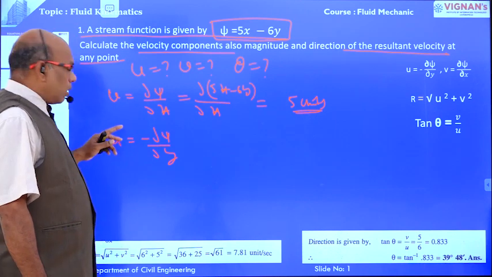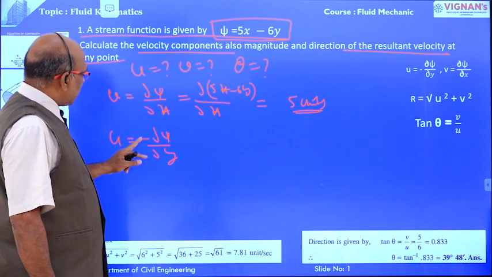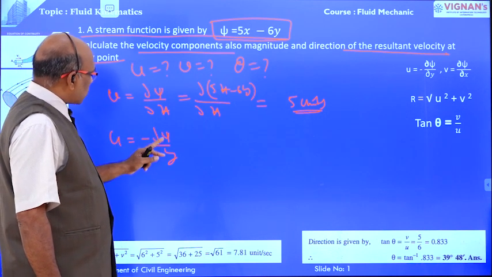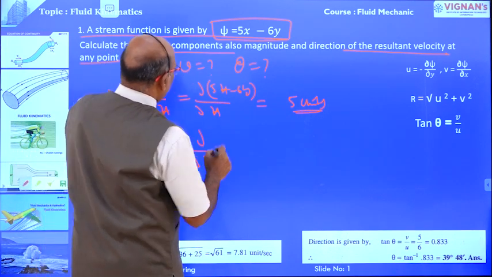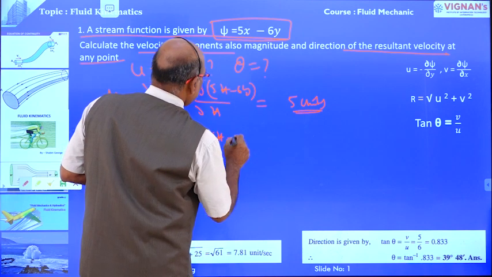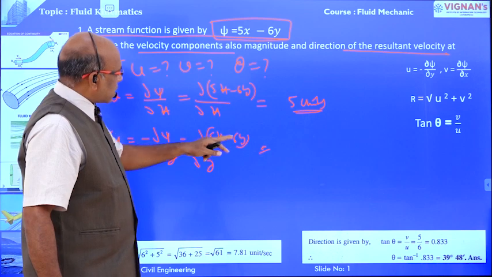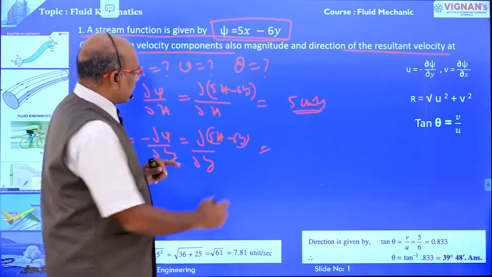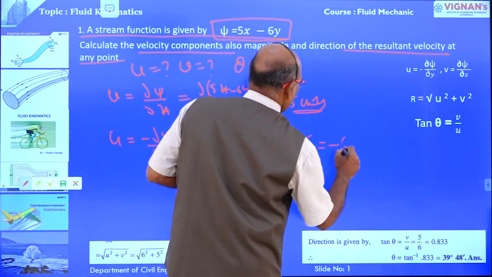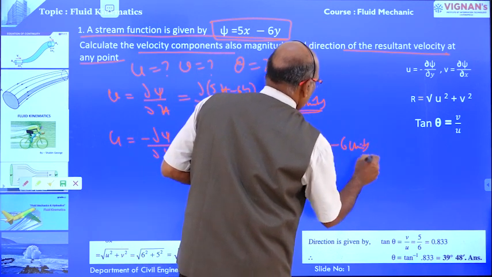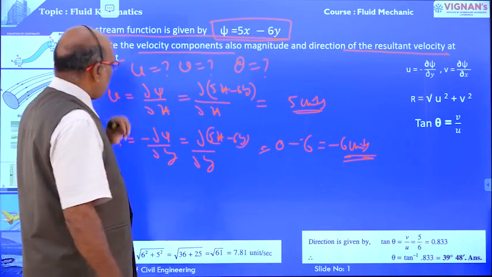And one more formula as per the stream function definition, u is equal to minus dou psi by dou y. This is equal to minus dou by dou y of psi, nothing but 5x minus 6y. Differentiating 5x minus 6y with respect to y, this is equal to 0 minus 6, which is equal to minus 6 units. This is the value of u and this is the value of v.